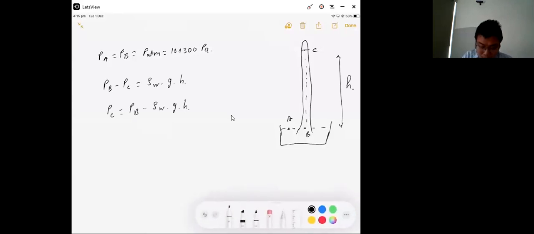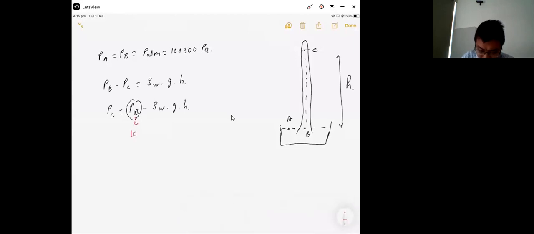With PB here being atmospheric pressure, 101,300 Pascal, rho of water is 1000 kilograms per meter cubed, and g is 9.81. So you see PC will be smaller than PB. Go up, pressure decreases until pressure C equals the vapor pressure. For example, water at 15 Celsius.